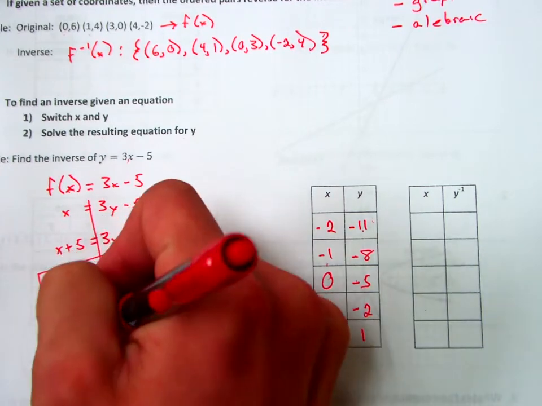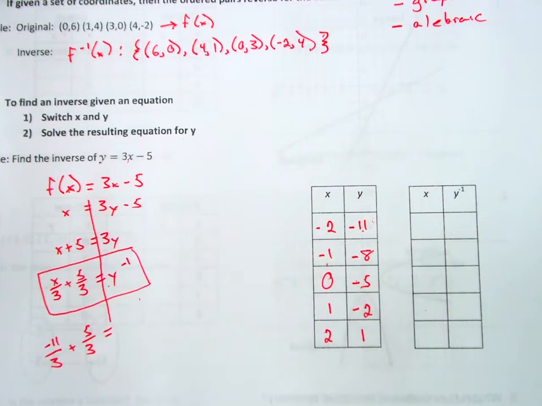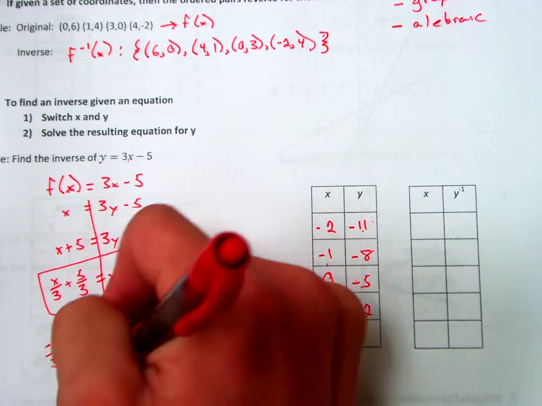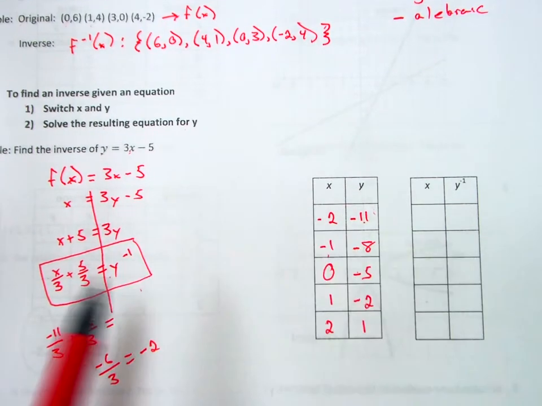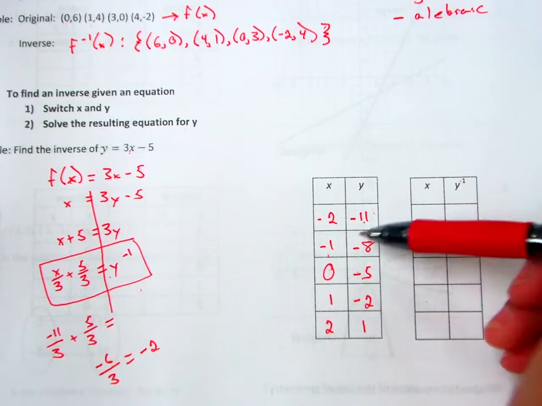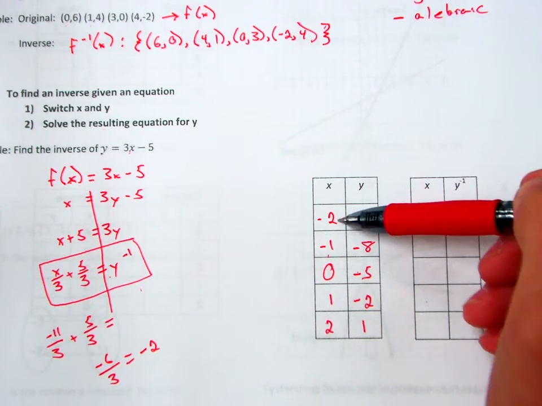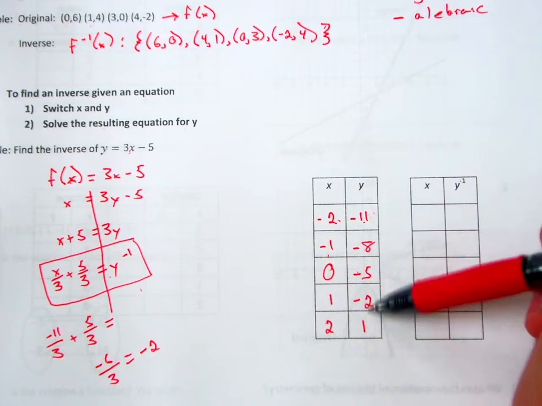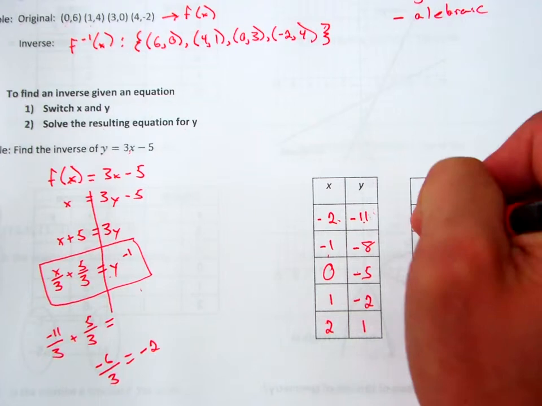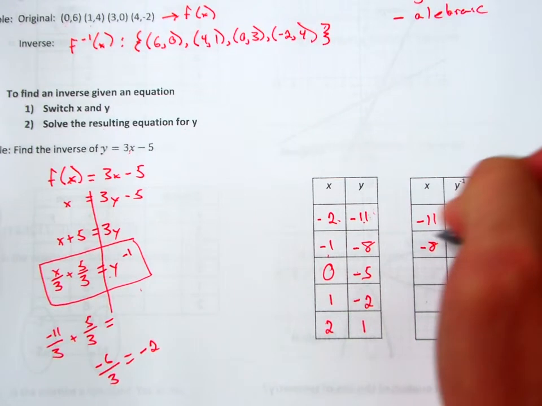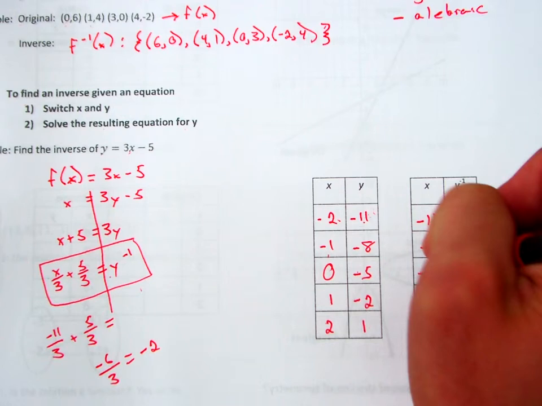plus 5 over 3. And the thing is, what does that equal? Negative 11 over 3 plus 5 over 3. Well, negative 11 plus 5 is negative 6. Negative 6 over 3, and negative 6 over 3, sure enough, equals negative 2. So notice this function took the output of this function and gave me back its input. And it will do it on every single one of these values. So negative 11, sure enough, did go to negative 2. Negative 8 will go to negative 1. Negative 5 will go to 0, negative 2 will go to 1, and 1 will go to 2.